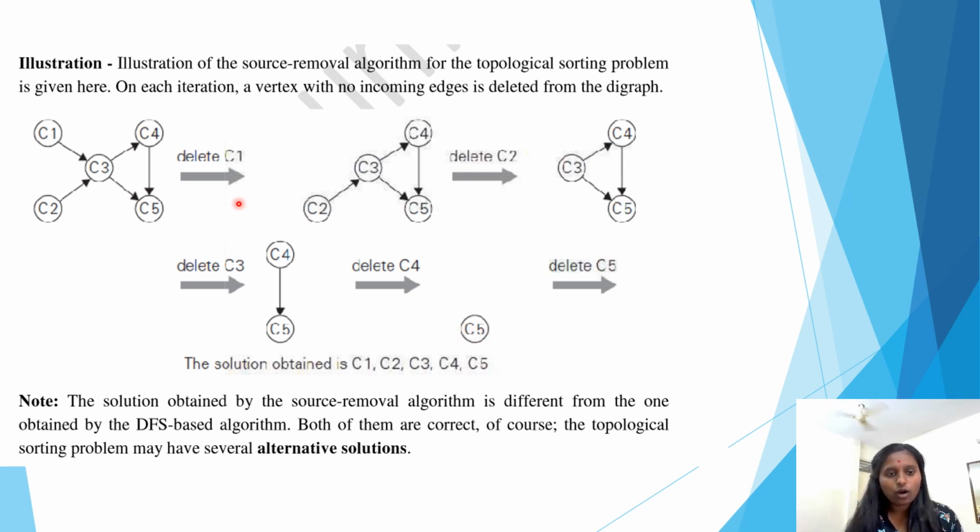This is the order of deleting the vertices which have no incoming edges. Then the solution is C1, C2, C3, C4, C5. The solution obtained by the source removal algorithm is different from the one obtained by the DFS based algorithm. Both of them are correct, of course. The topological sorting problem may have several alternative solutions. These are simply the two solutions based on DFS and decrease and conquer method.